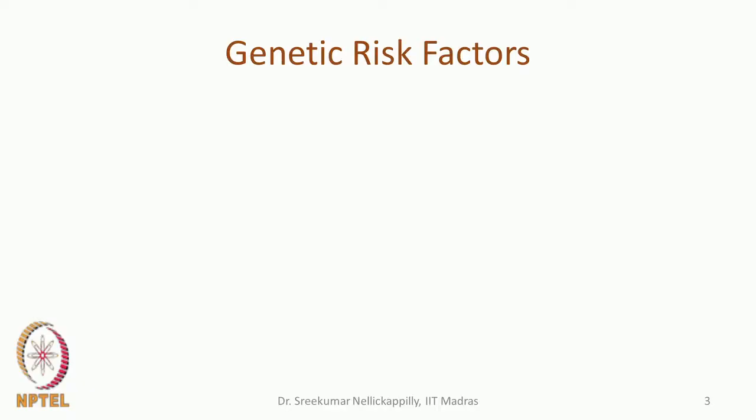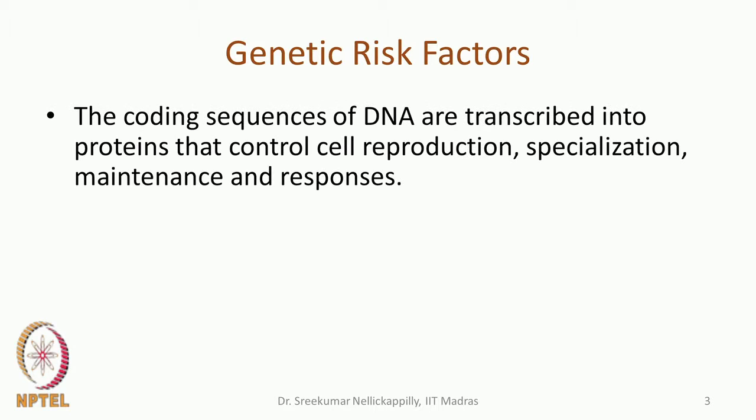These two advancements in modern medicine have definitely introduced certain risk factors. Now, let us try to understand the root cause of the genetic risk factors which these two modern therapeutic measures are trying to address. The coding sequences of DNA are transcribed into proteins that control cell reproduction, specialization, maintenance and responses. So, this is what the DNA does.